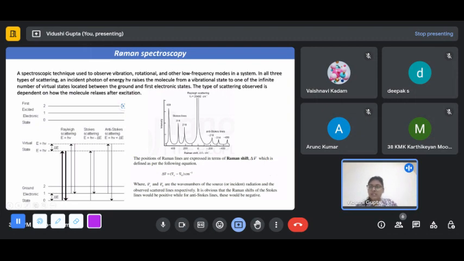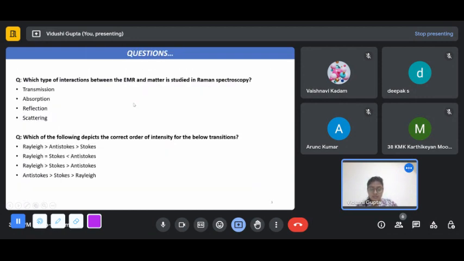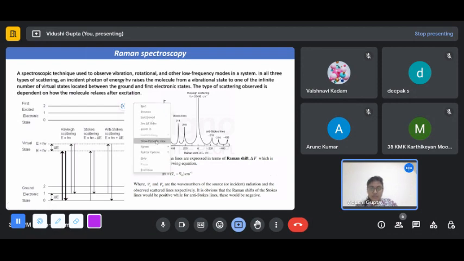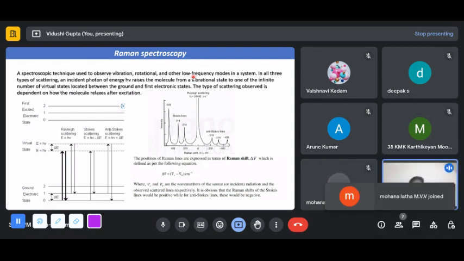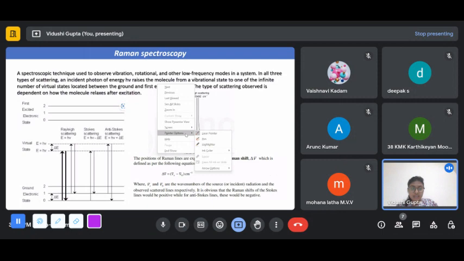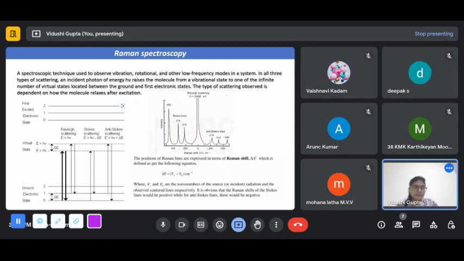So first, let's start with Raman spectroscopy. What do you understand by Raman spectroscopy? It is a technique which is used to observe vibrational, rotational, and low frequency modes in a system. Basically, in this, there are two types of scattering: elastic and inelastic scattering.